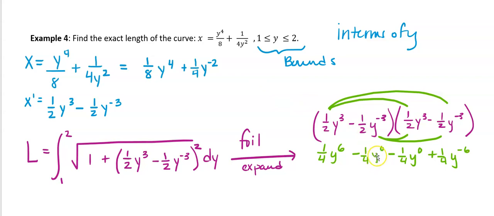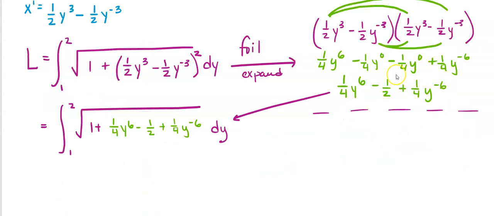Remember, anything to the 0th power, so y to the 0th power, is going to be 1. So these two in the middle are going to combine to give us negative a half. What I've done here is combine my like terms in the middle. So I have 1/4 y to the 6th minus a half plus a 4th y to the negative 6th, and I replaced that quantity squared with its expanded form in my formula. Now I can see that this 1 and a negative a half can combine.